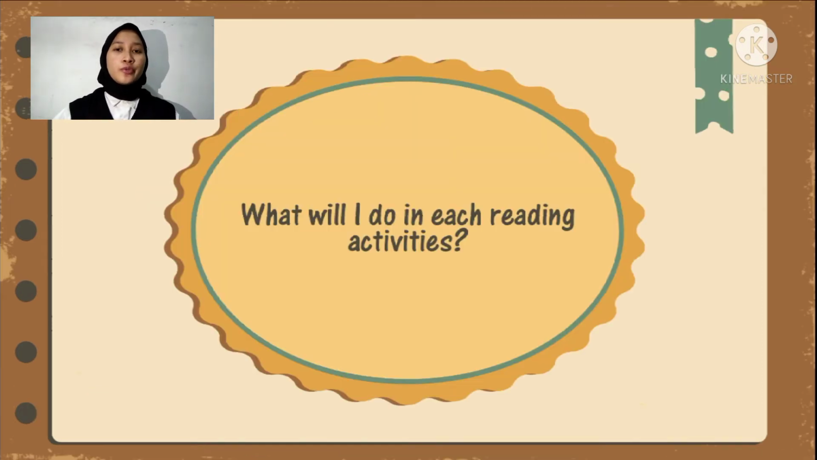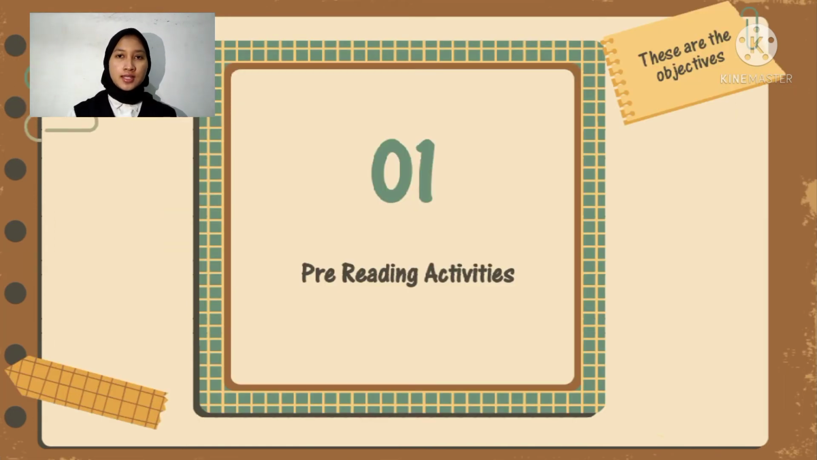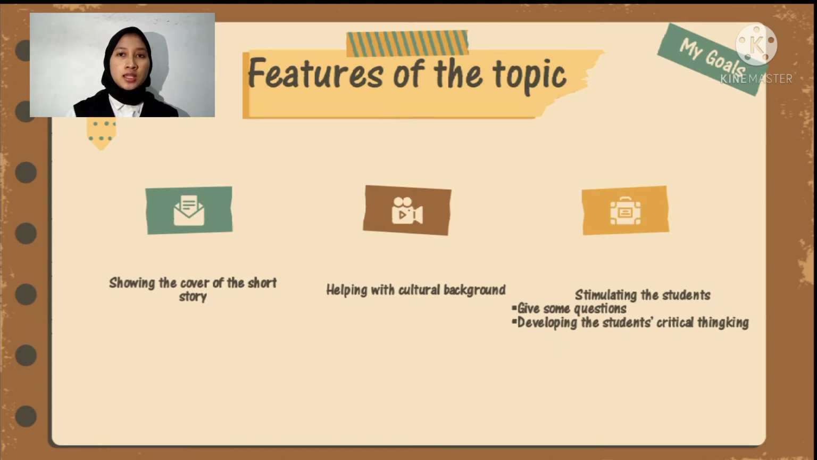So, what will I do in each reading activity? The first reading activity is pre-reading activities. In this reading activity, there are three activities that I will explain to all of you. The first is showing the cover of the short story that has been chosen before. The cover of the short story is How Water Lilies Began. And the second is helping with cultural background.